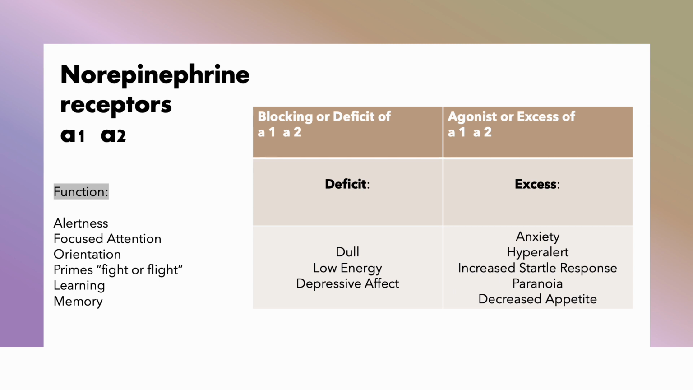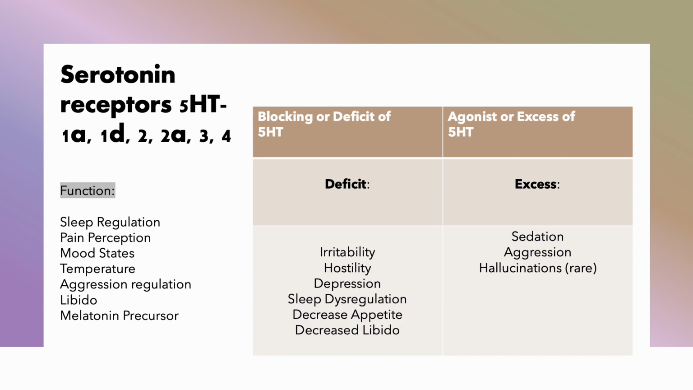Norepinephrine receptors alpha 1 and alpha 2. The function is alertness, focused attention, and orientation. It primes the fight or flight, learning, and memory. A deficit of norepinephrine receptors results in dullness, low energy, and depressive affect. An excess of norepinephrine receptors causes anxiety, hyper-alertness, increased startle response, paranoia, and decreased appetite.